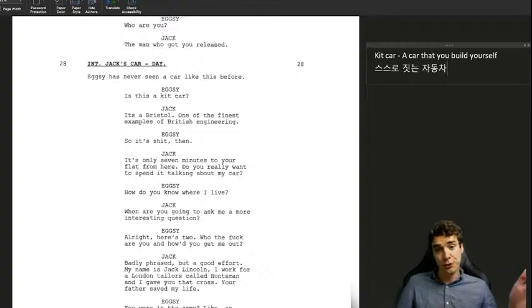Okay, it's a Bristol, one of the finest examples of British engineering.